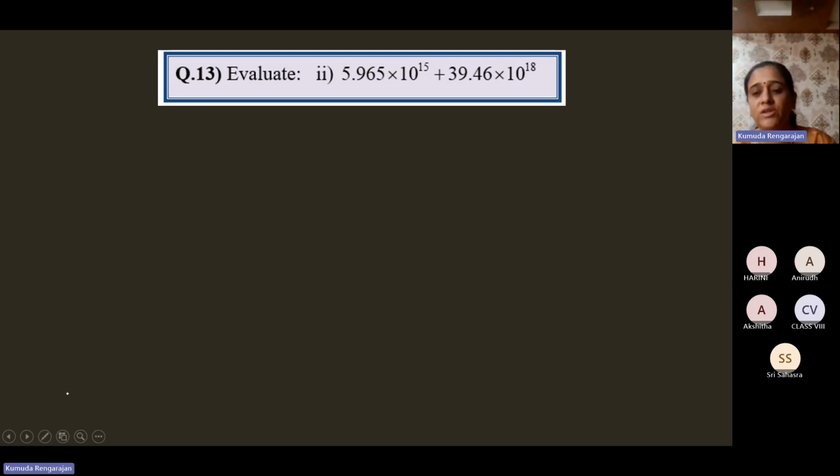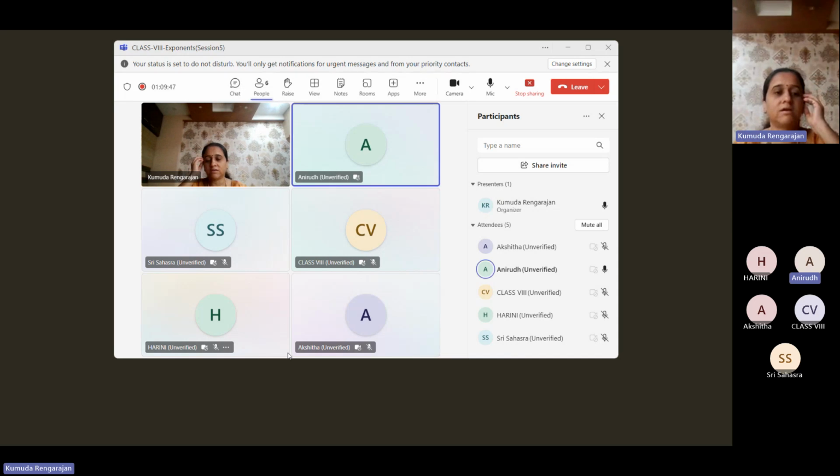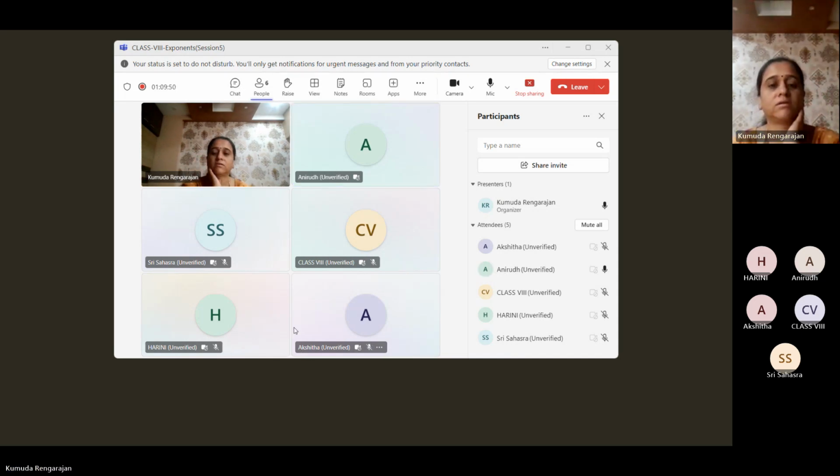And online children, share your answer on WhatsApp with me. Anirudh, Sahasra, Harini, Akshita, all of you must complete, and when you finish it using one method, share the image on WhatsApp with me, and then you can do the next one.